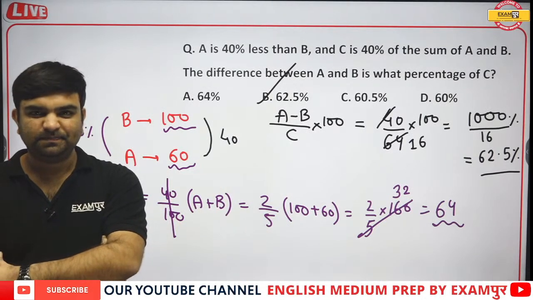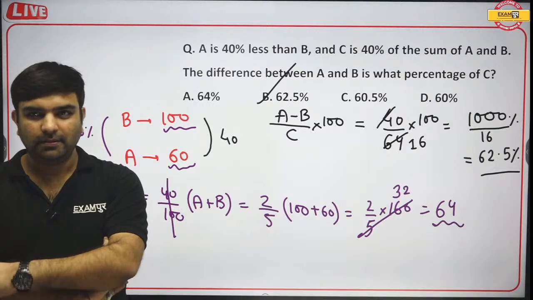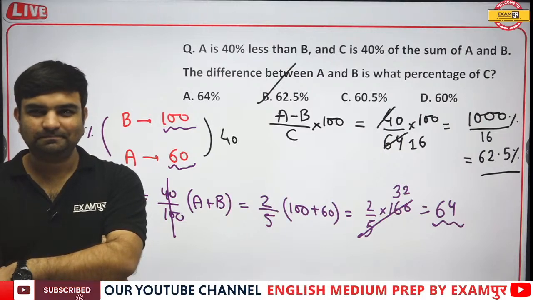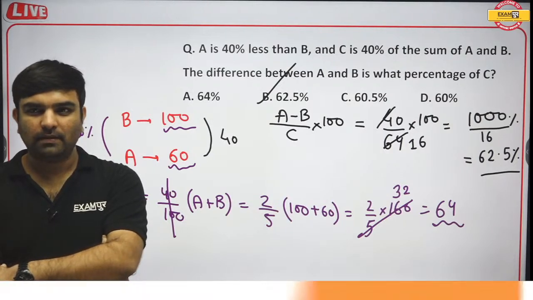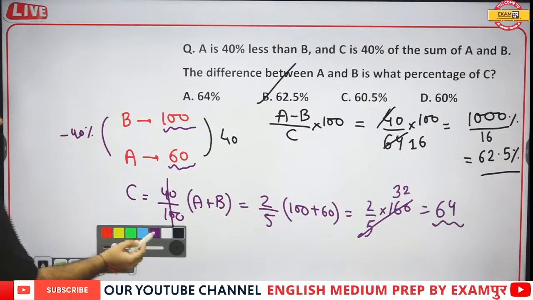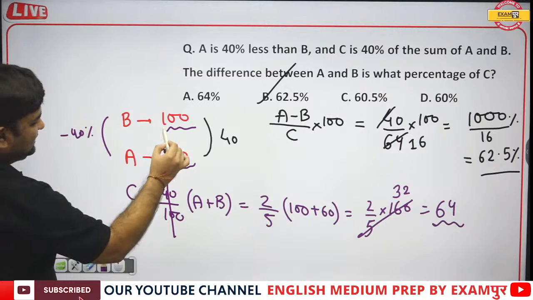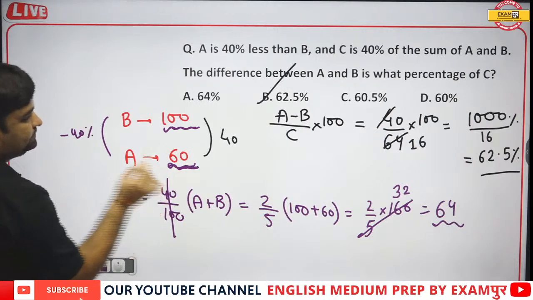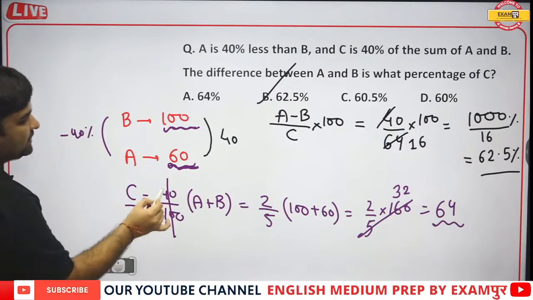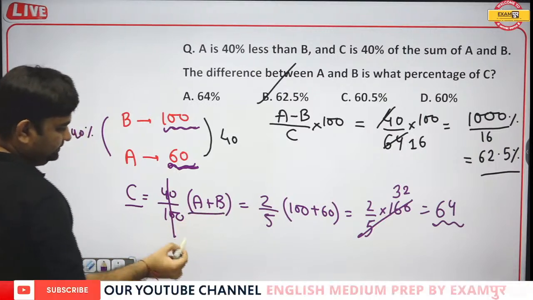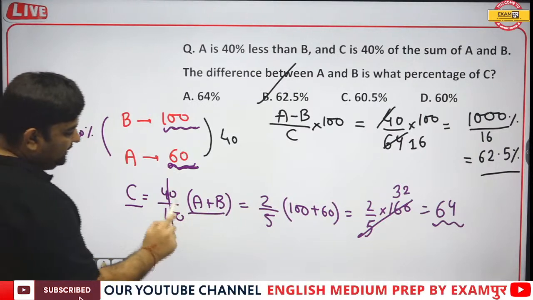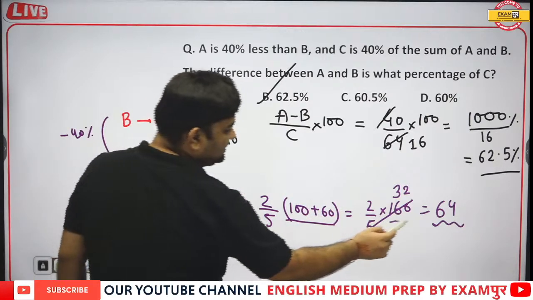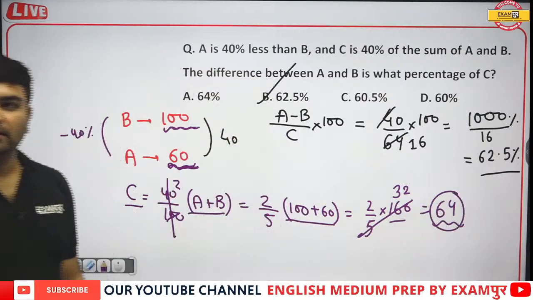Clear, guys? Okay. A is 40% less than B, so we assume B as 100, so A is 40 less. 40 less means 60. C is 40% of A plus B. 40% means simplify by 20, 2 by 5. 2 by 5 of A plus B. So 2 by 5 of 160, C is 64.